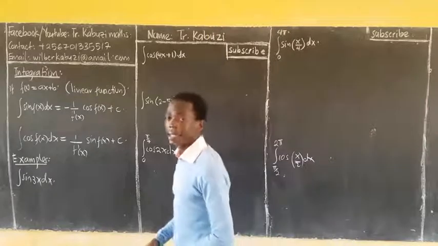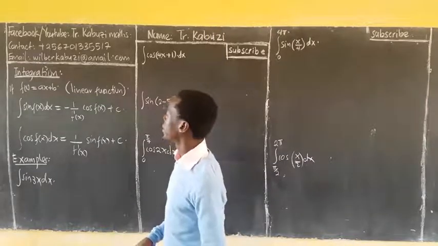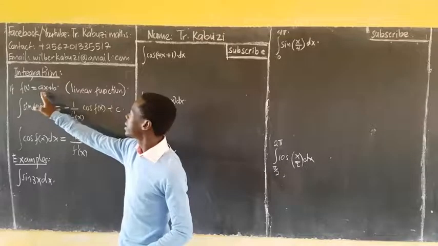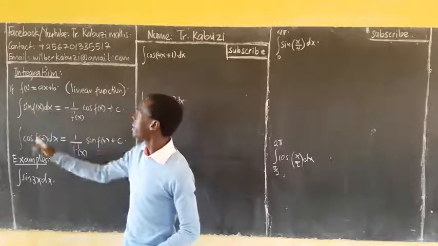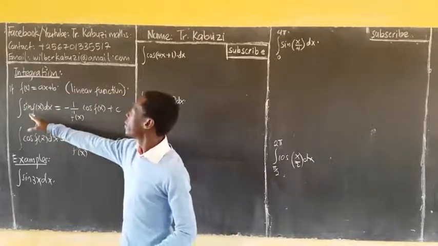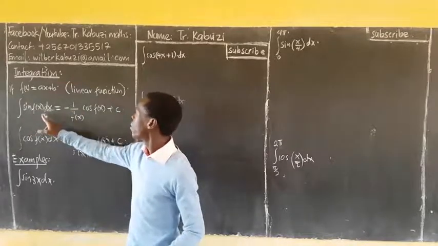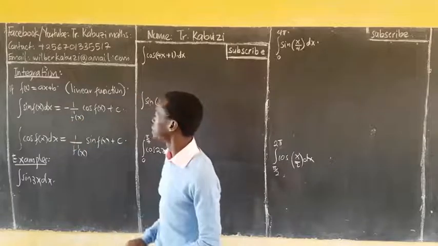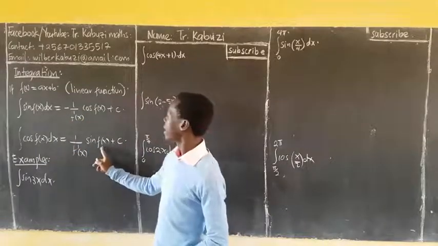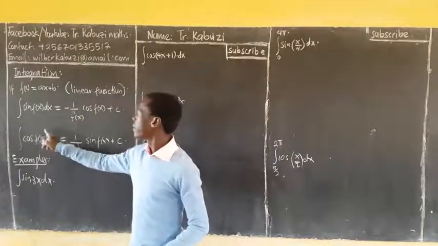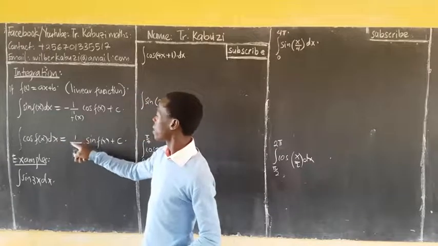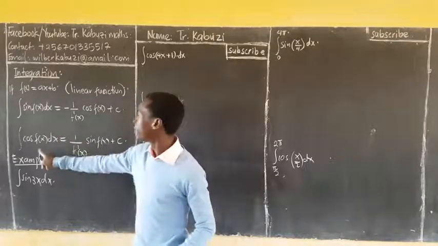Members, this is lesson 2 and lesson 3 of integration. If the angle is a linear function, when we integrate sine, we get -1 over the derivative of the angle, then cos. When we integrate cos, we get sine. For the angle, we take its derivative and use the reciprocal, so 1 over the derivative of the angle.